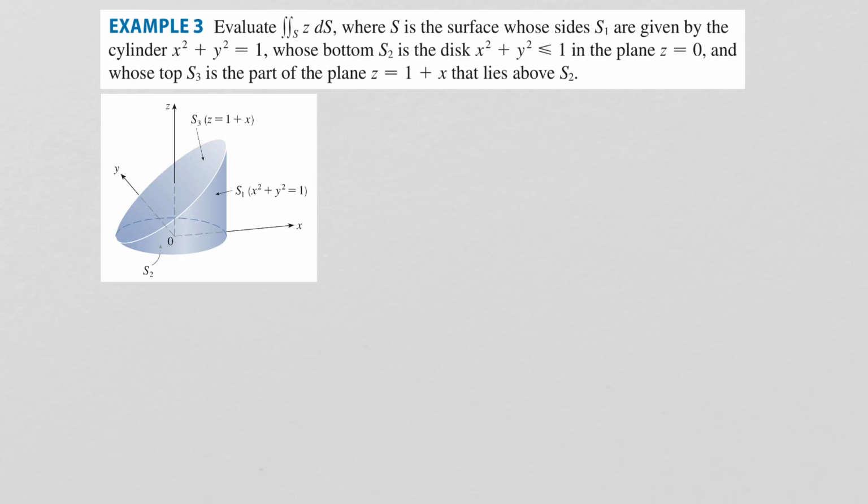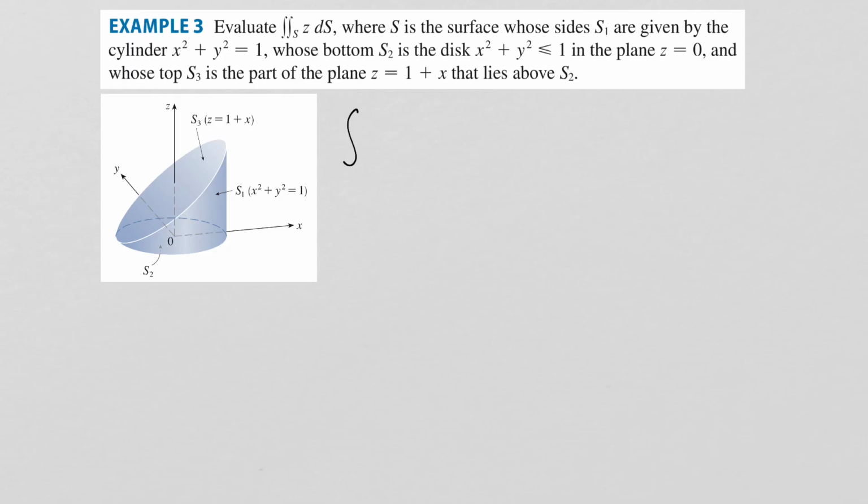And then the top is the part of the plane z equals 1 plus x that lies above the unit circle down below here. So basically we have a cylinder where we are cutting it off at the bottom here, which is z equals 0, right? So the xy plane. And then the top we're kind of slicing with this plane as the top. So if we integrate over that surface, we have to integrate over each one of those 3 surfaces.